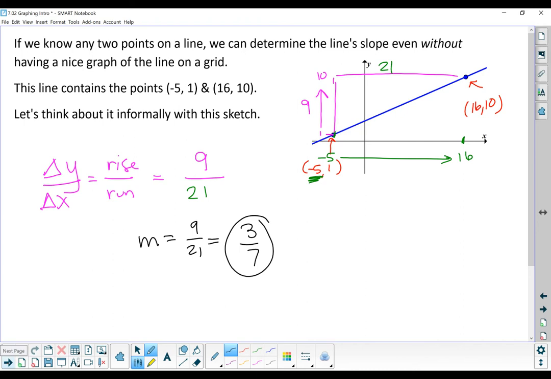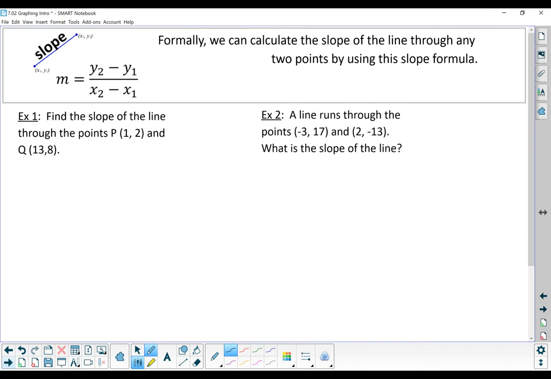So we kind of just thought through the situation with the sketch, but there is a slope formula that you probably will remember once you see it again. You can use this formula anytime you need to calculate the slope through 2 points. So it's just y2 minus y1 over x2 minus x1. So we're just thinking about how far did the function go up, over what horizontal distance did it go over.